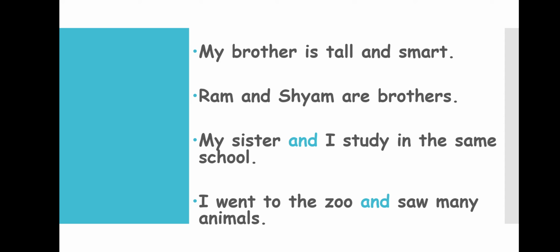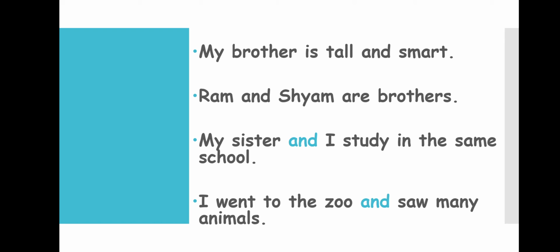Next sentence. My sister and I study in the same school. In this sentence, we have two pronouns, that is my and I. My is a pronoun, I is a pronoun. So these two pronouns we have joined by using the conjunction and. My sister and I study in the same school.